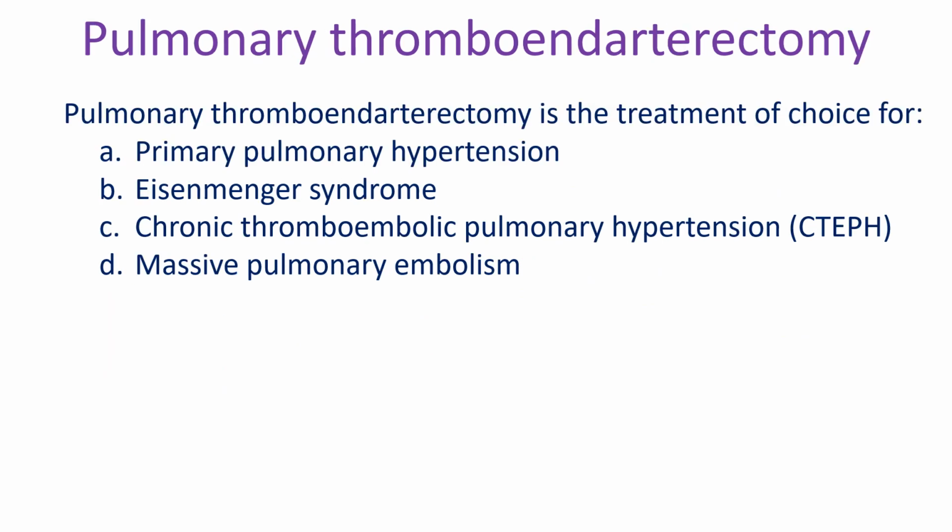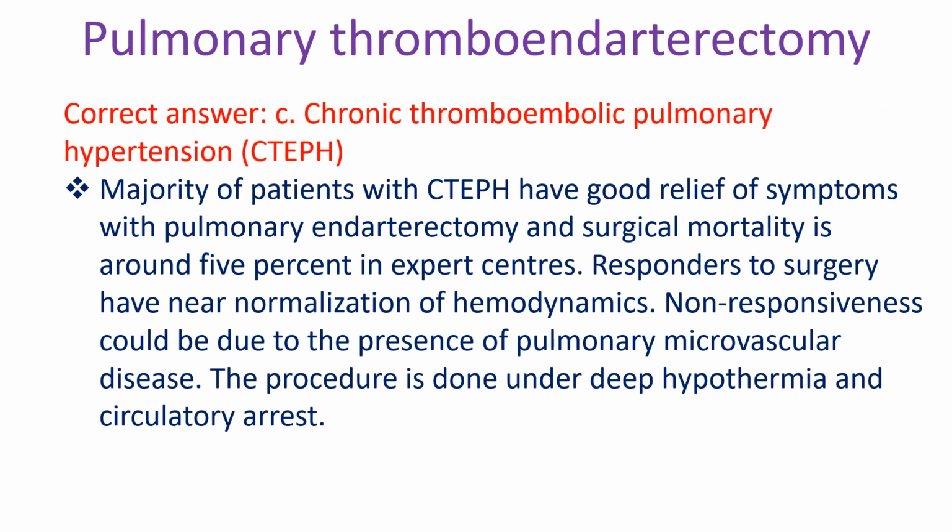Pulmonary thromboendarterectomy is the treatment of choice for A. Primary pulmonary hypertension, B. Eisenmenger syndrome, C. Chronic thromboembolic pulmonary hypertension, D. Massive pulmonary embolism. Correct answer C.